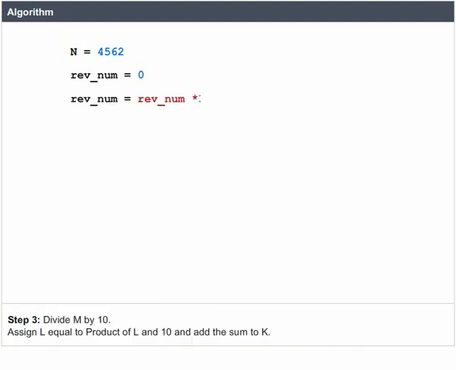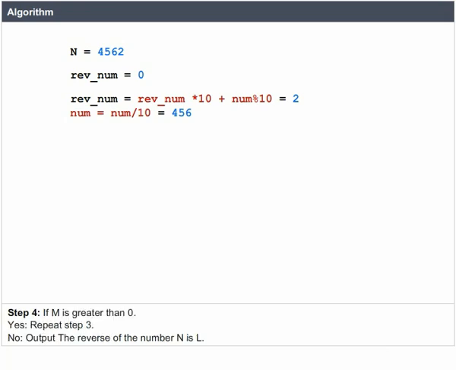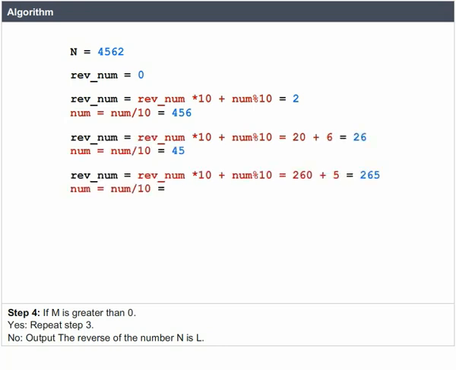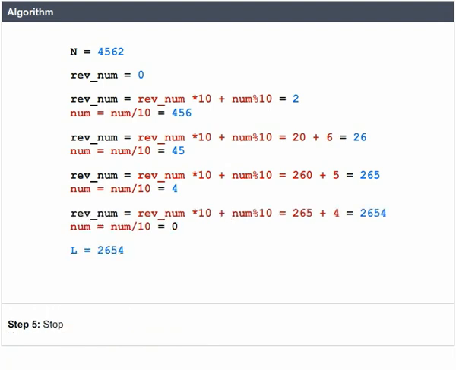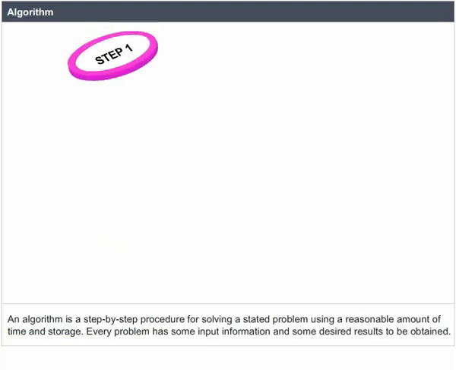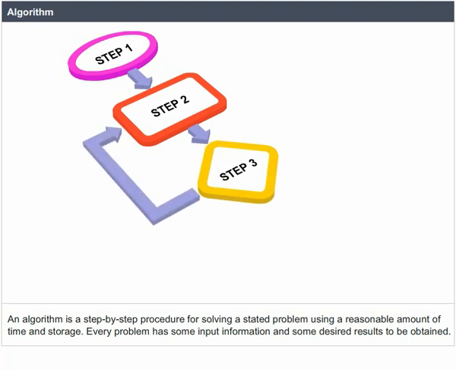Step 3. Divide m by 10. Assign L equal to the product of L and 10, and add the sum to k. Step 4. If m is greater than 0? Yes, repeat step 3. No, output: the reverse of the number n is L. Step 5. Stop.